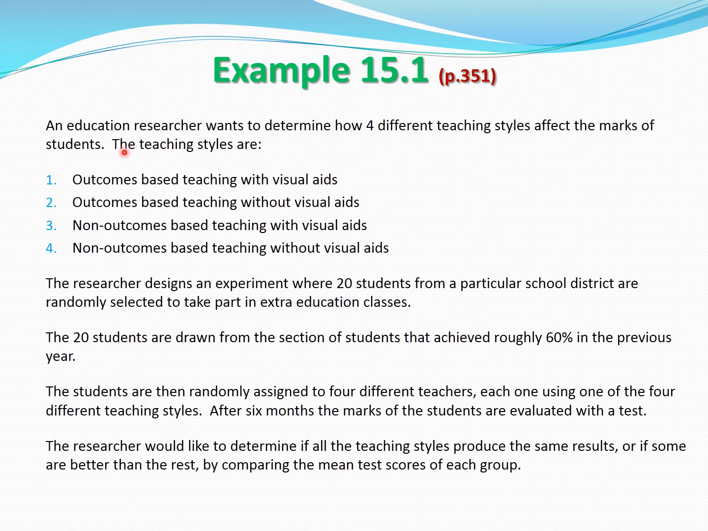The 4 teaching styles that were defined are outcome-based teaching with visual aids, outcome-based teaching without visual aids, non-outcome-based teaching with visual aids, and non-outcome-based teaching without visual aids. So the 20 students were then divided into these 4 different groups, so 5 students per group.